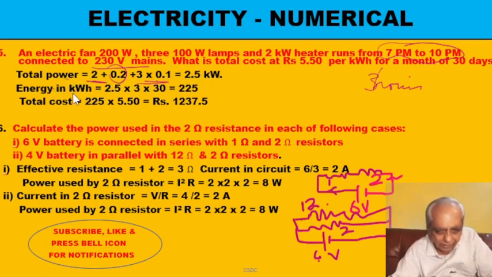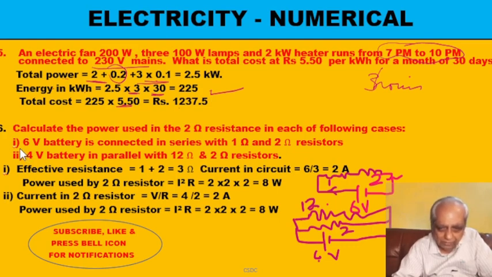Now energy in kilowatt hour means power multiplied by time, and time should be in hours. Now he wants a bill for 1 month, so I am multiplying by 30. Multiply by 3 will give me per day, multiply by 30 will give me per month. So this is the energy I am using per month in kilowatt hour, that is units. You multiply with the cost per unit, you will get the cost of electricity used. Is it okay? So these are the steps for such sums.